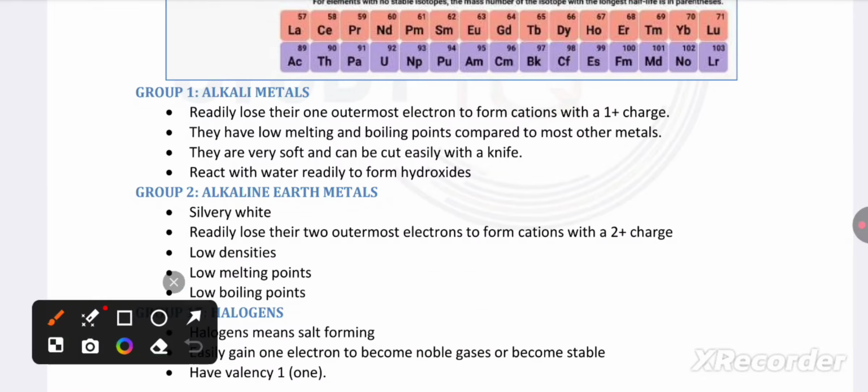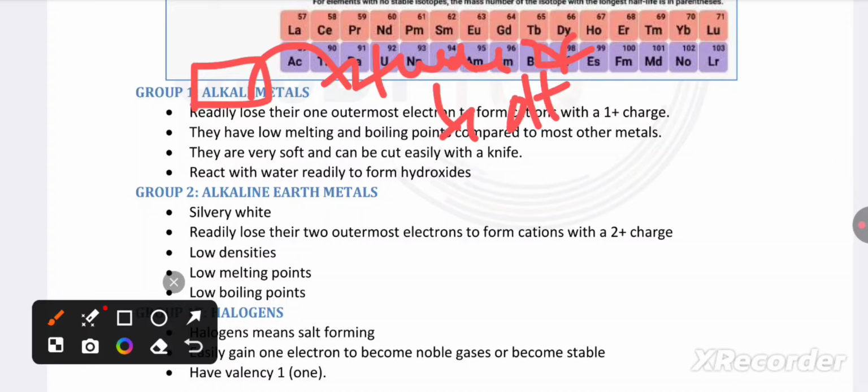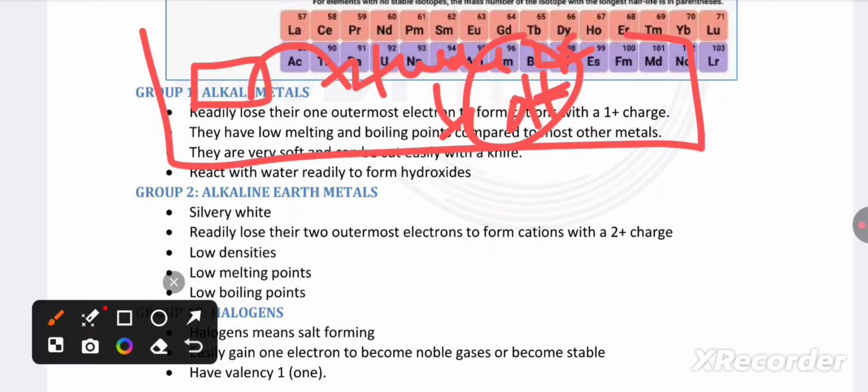Alkali metals react with water to form hydroxide. Okay, these are the things we need to memorize.